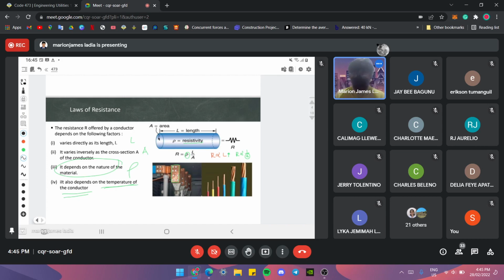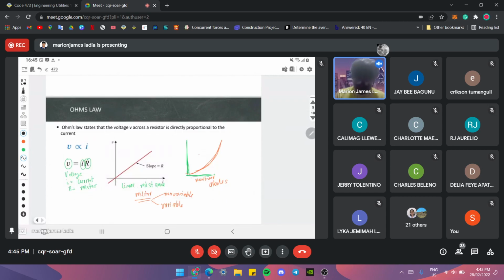And of course, the resistance that you would need in the circuit will depend on the length and area na lang, kung sakaling gusto mo pang ibahin yung resistance niya. Okay? So, ito yung mga discuss natin last meeting bago nag-brown out.